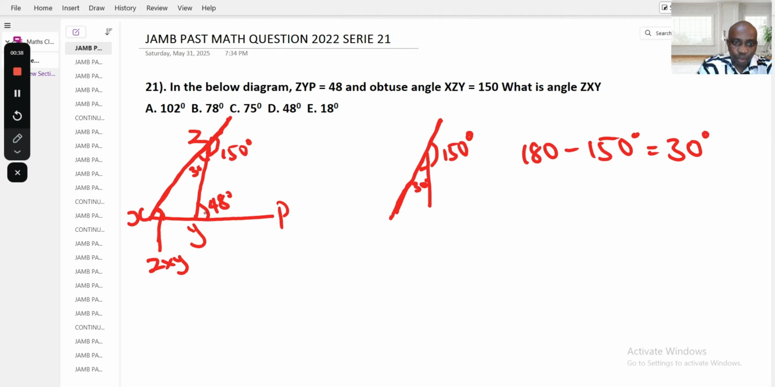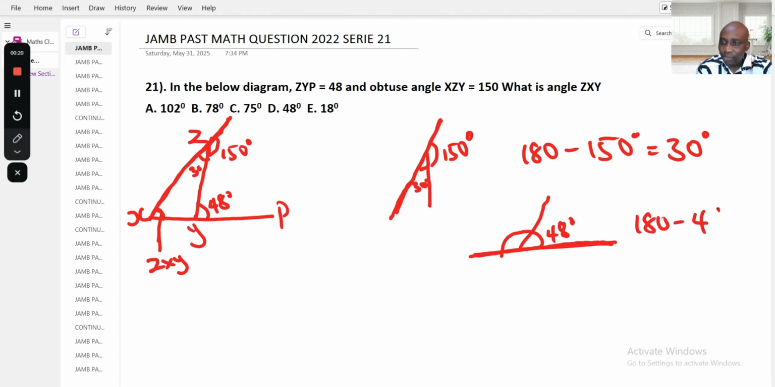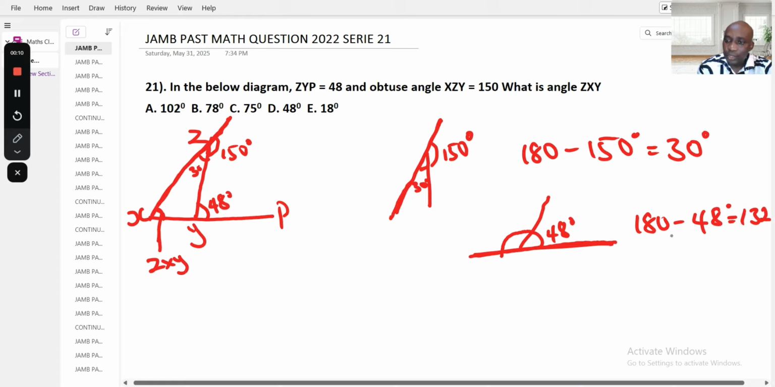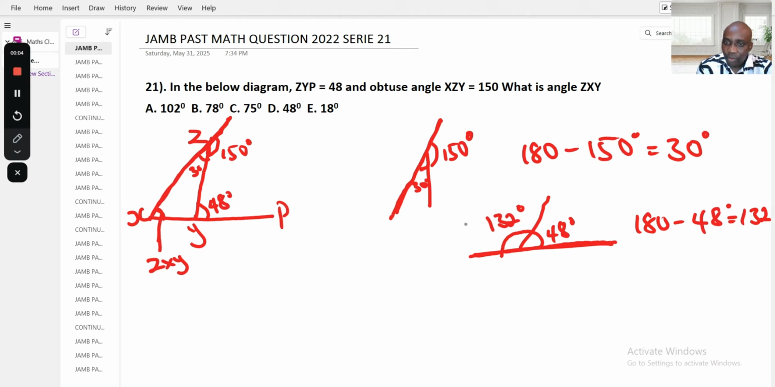The second one, this one, 48 degrees. This one is also an angle of a straight line. The angle of a straight line is 180. What will be this space? It means that we are going to say 180 minus 48 degrees. What is it going to give us? It's going to give us 132 degrees. It means that this space will be 132.